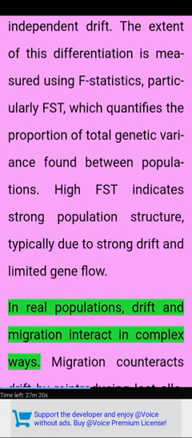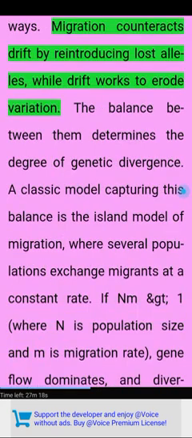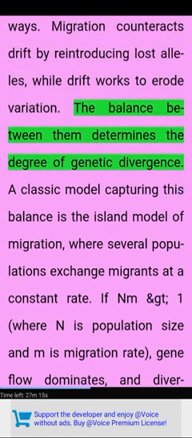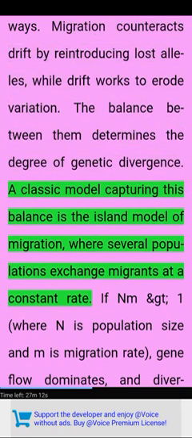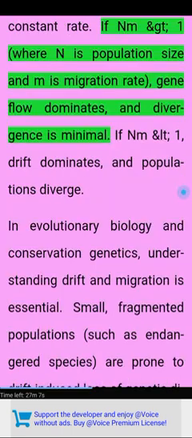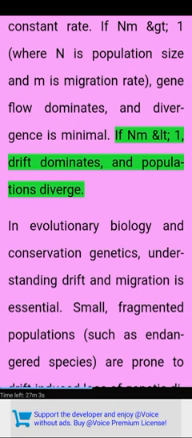In real populations, drift and migration interact in complex ways. Migration counteracts drift by reintroducing lost alleles, while drift works to erode variation. The balance between them determines the degree of genetic divergence. A classic model capturing this balance is the island model of migration, where several populations exchange migrants at a constant rate. If Nm is greater than 1, where N is population size and m is migration rate, gene flow dominates, and divergence is minimal. If Nm is less than 1, drift dominates, and populations diverge.